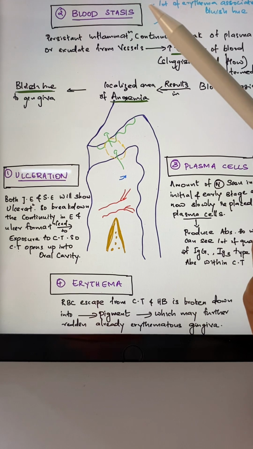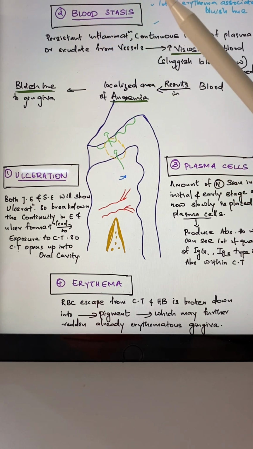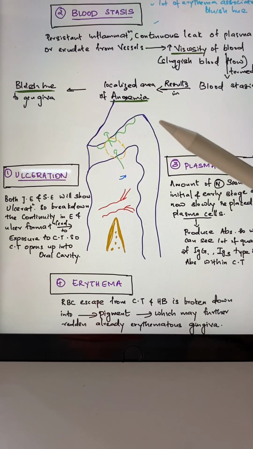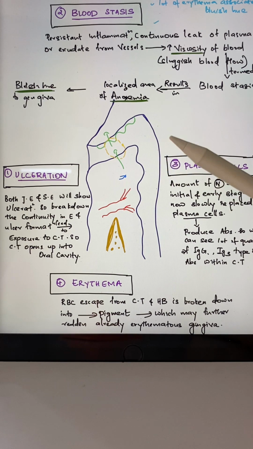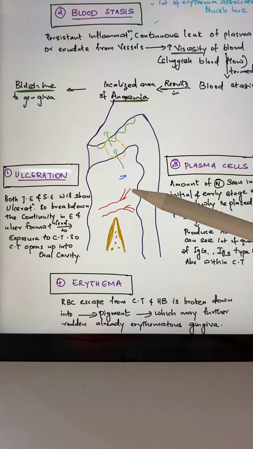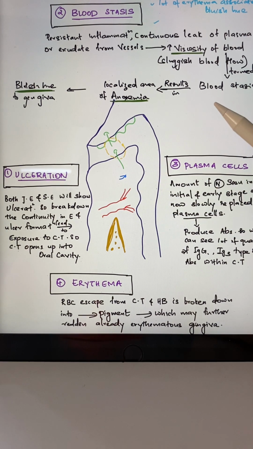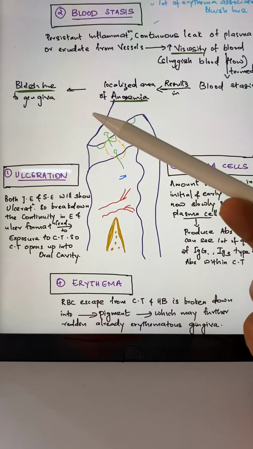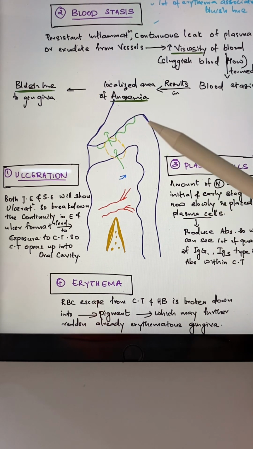Then blood stasis is another feature. The persistent inflammation causes continuous leak of plasma proteins, or exudate, from vessels, which increases the viscosity of blood. That is the sluggish blood flow, which is termed blood stasis, which results in a localized area of anoxemia, because there is a shortage of oxygen. This can lead to the bluish hue of the gingiva.